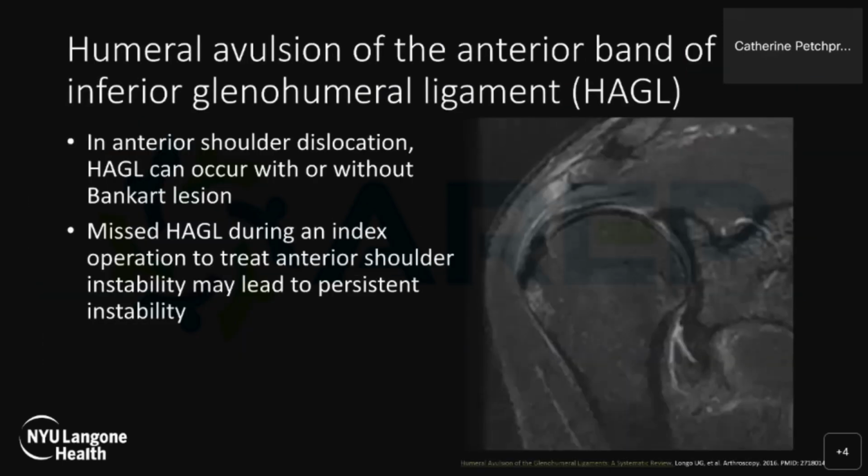Humeral avulsions of the anterior band of the glenohumeral ligament, called HAGL lesions, can occur with or without a Bankart lesion, and the consequence of missing or not treating a HAGL lesion may be recurrent instability. HAGL lesions are notoriously difficult to diagnose on imaging. The classic finding is the J sign, seen here on the coronal oblique fluid-sensitive sequence, the result of the humeral avulsion of the anterior band of the glenohumeral ligament.